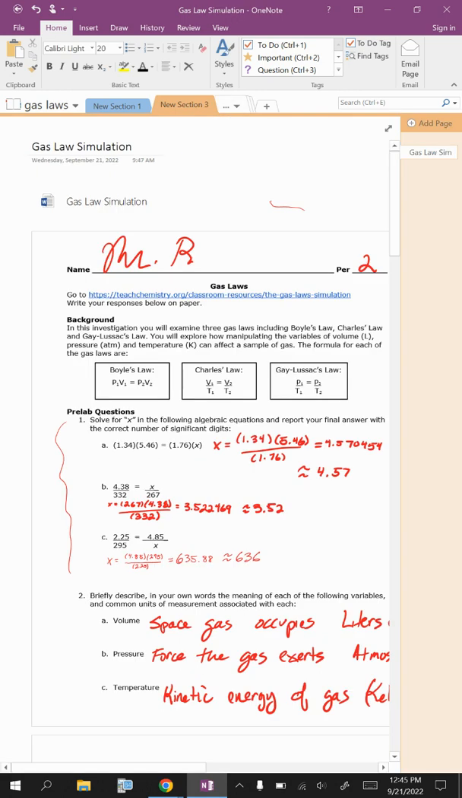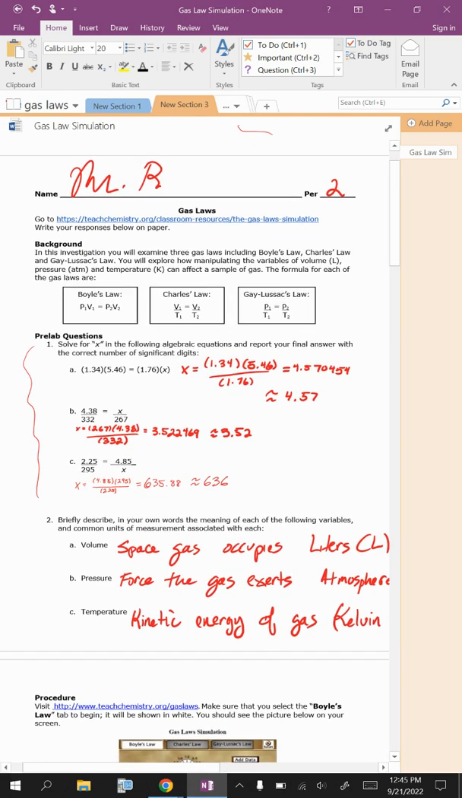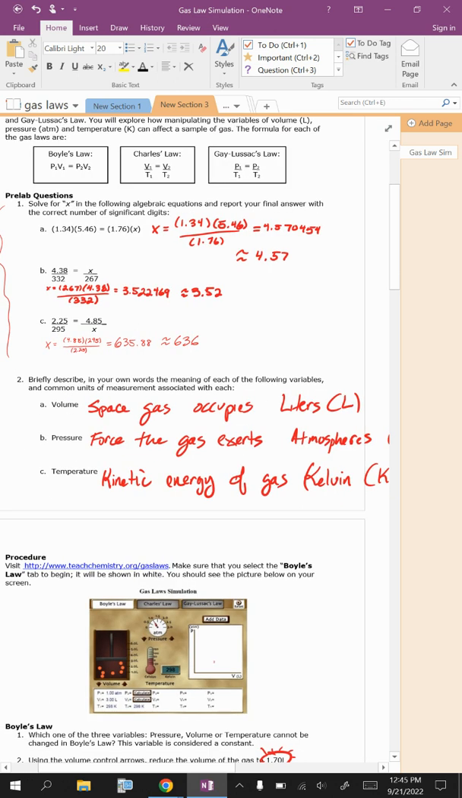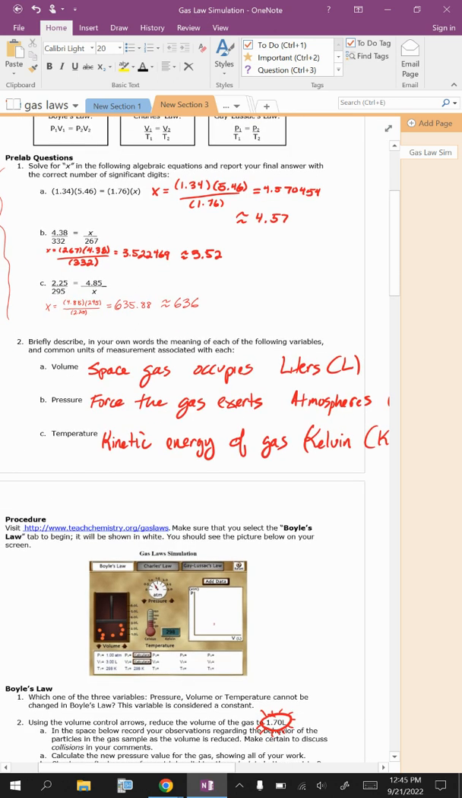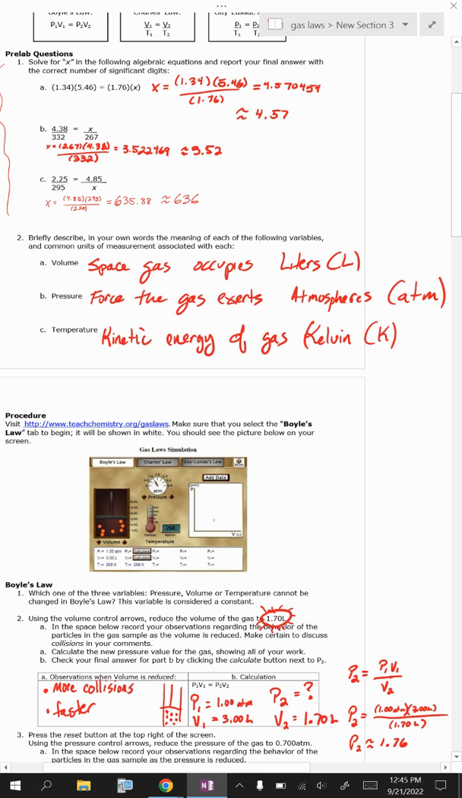Okay, let's look at section 3. All right, let's look at this one more time. If you don't remember what volume of a gas is, it is the space that the gas occupies. We measure that in liters. And the pressure is the force the gas exerts over an area or the space that it occupies, like the container. So that's measured in atmospheres or ATM.